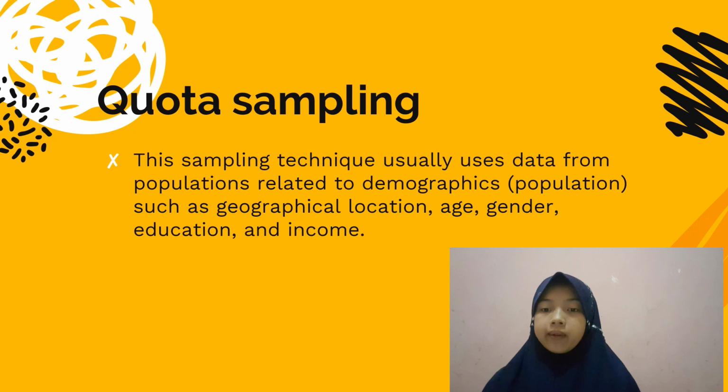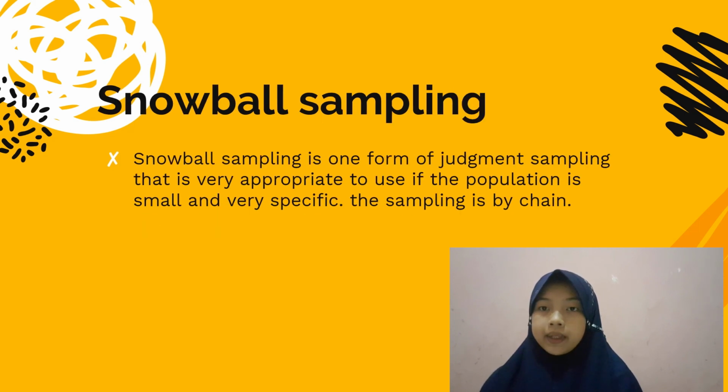Next, quota sampling. This sampling technique usually uses data from population related to demographics such as geographical location, age, gender, education, and income. And snowball sampling. Snowball sampling is one form of judgment sampling that is very appropriate to use if the population is small and very specific. The sampling is by chain.